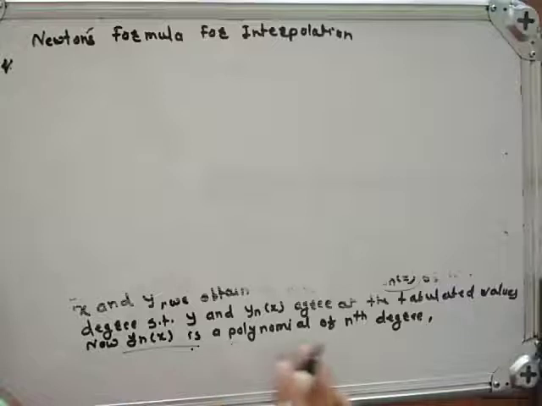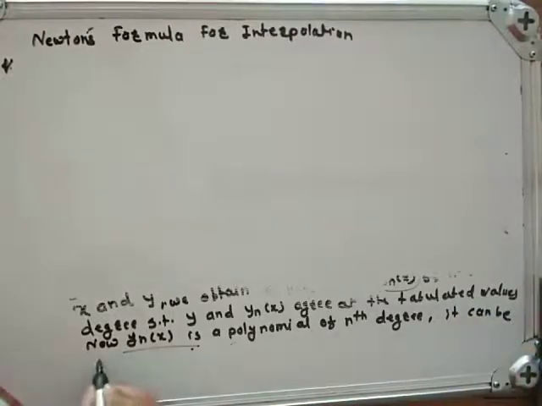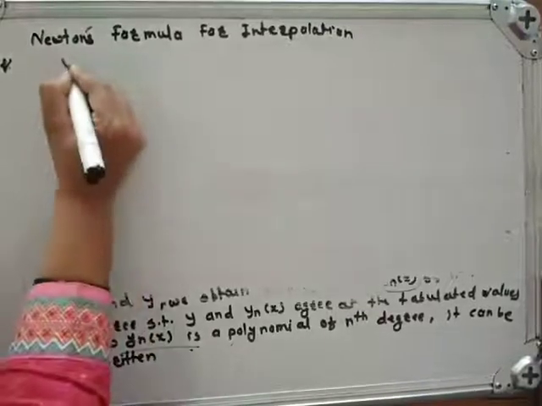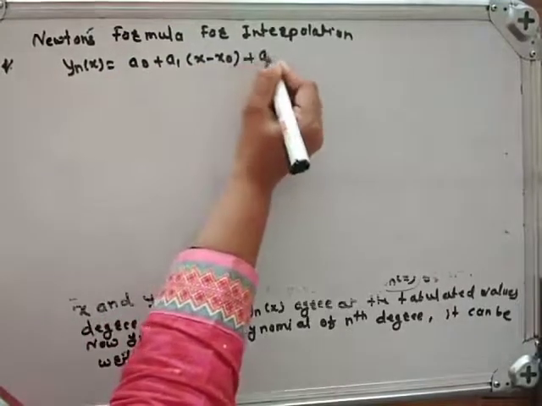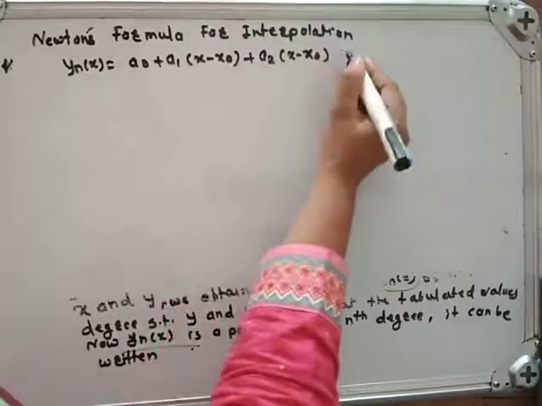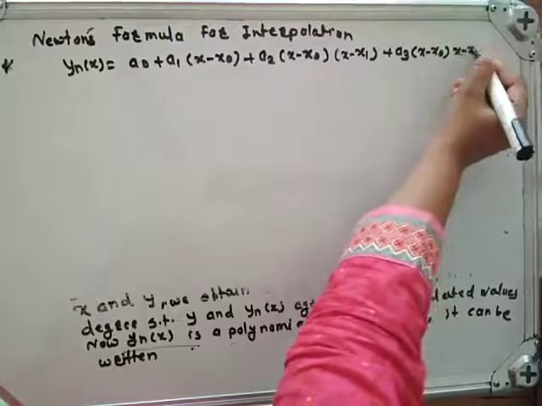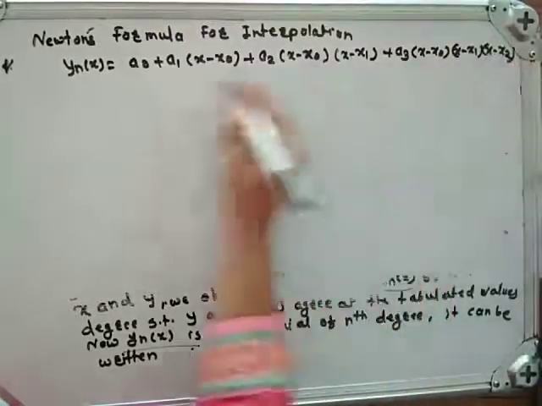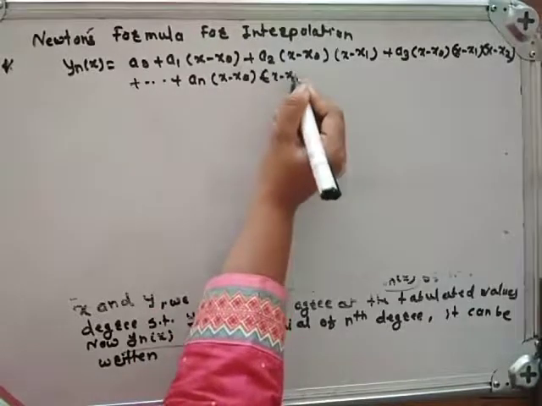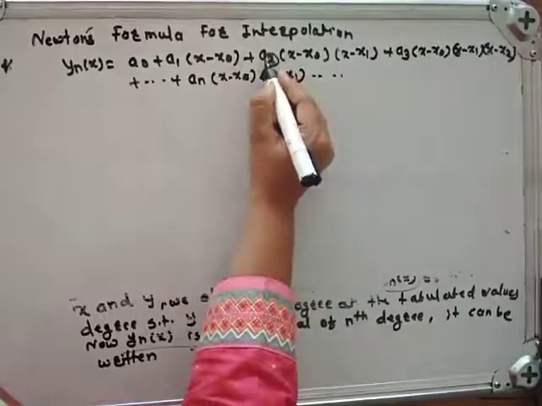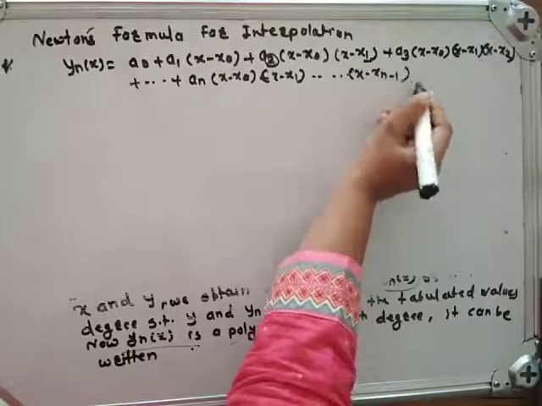Now yn of x is a polynomial of nth degree, and it can be written as yn of x is equal to a0 plus a1 into x minus x0 plus a2 into x minus x0 into x minus x1 plus a3 into x minus x0 into x minus x1 into x minus x2 plus and so on up to an into x minus x0 into x minus x1 and so on, up to x minus xn minus 1.